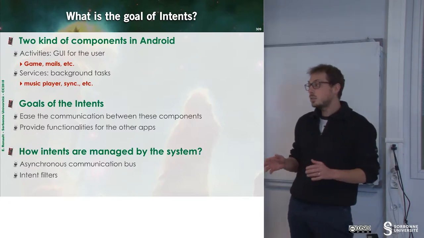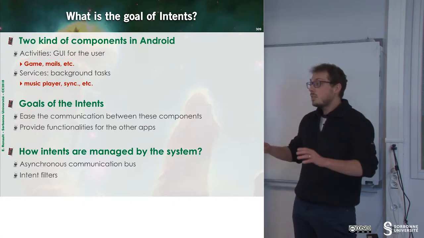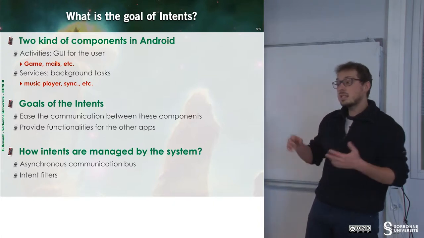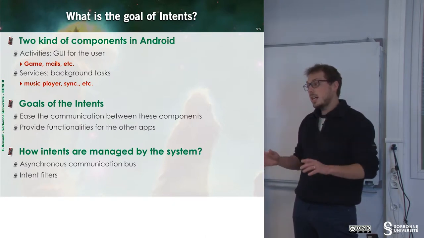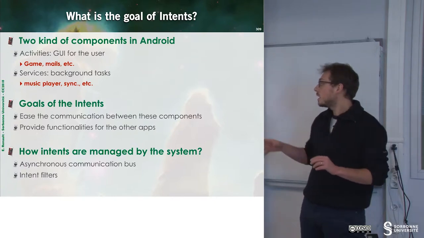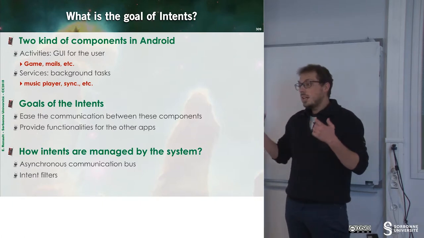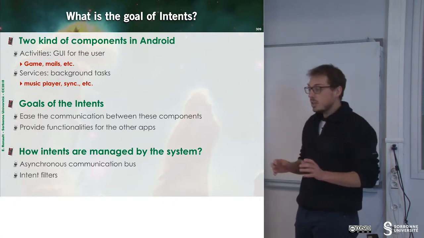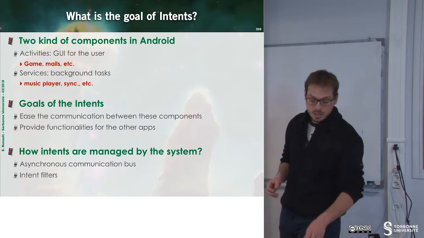In Android, there are two kinds of components. The first one is activities, which have a GUI. And the second one is services, background tasks, and so on. With intents, we can at any moment trigger such a component. So the goal of the intent is to ease the communication between the various components and to provide facilities to communicate between apps. The question we can ask is how these intents are managed by the system.